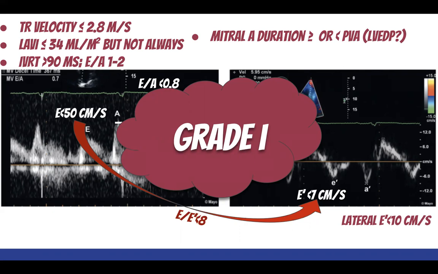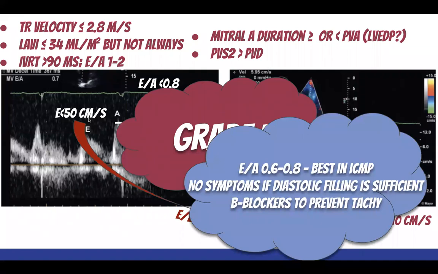Mitral A duration, depending on the LVDP, would be either longer than the pulmonary vein A wave, or shorter. So if the LVDP is higher, then the PVA would be longer than the mitral A, and PVS2 would still be more than PVD. So these patients, a little clinical caveat.